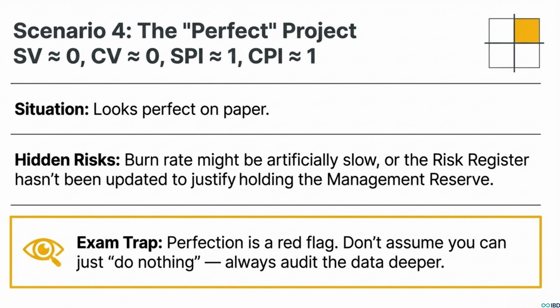The exam trap here is getting complacent. If you see an option that says do nothing or continue to monitor, it is almost always the wrong answer. A good PM is never passive. The right move is to get proactive, dig deeper, and audit that data.